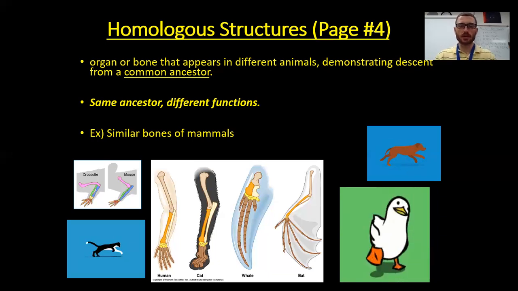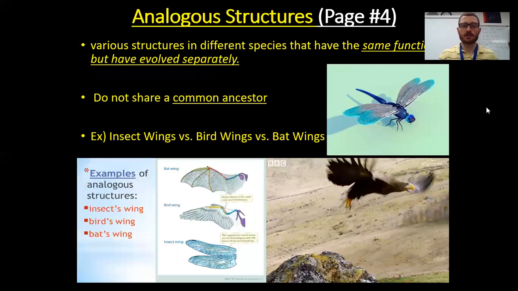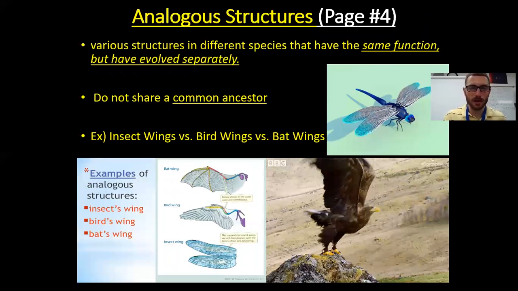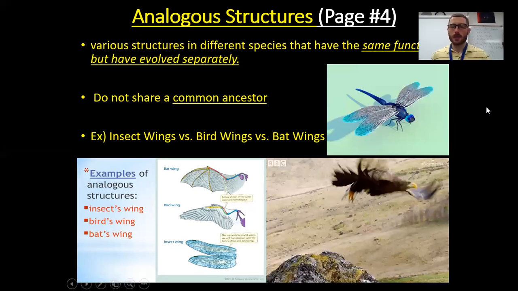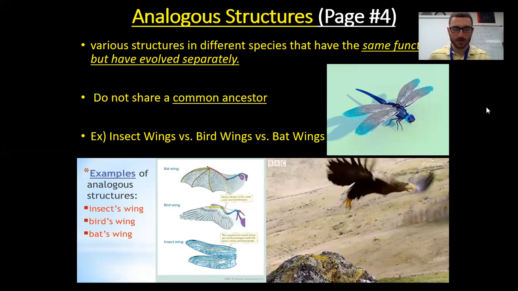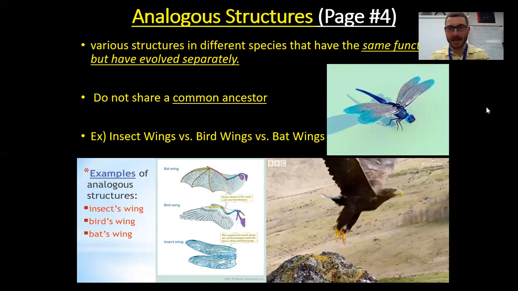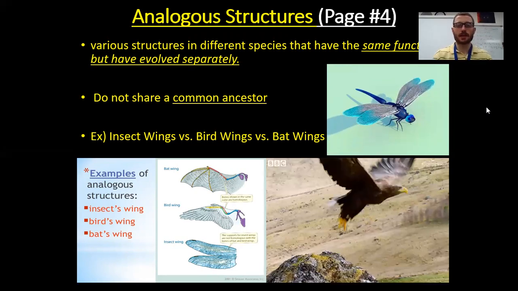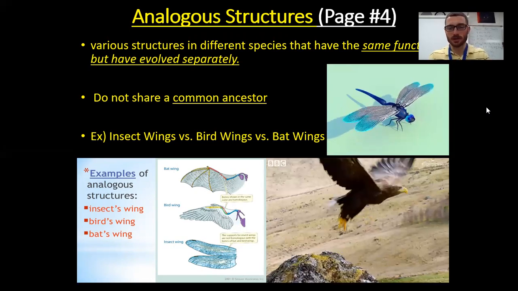Okay. Analogous, again, make sure you get this down. On the test, we've got to know the difference between homologous and analogous structures. Okay. Analogous structure. These are various structures in different species that have the same function but have evolved separately. So again, same function, different ancestor. Do not share a common ancestor, right? So for example, I've got insect wings, bird wings, and bat wings, right? So homologous, okay, the same ancestor, different function. Analogous, different ancestor, same function. Okay, so they do not share a common ancestor. So again, same function, different ancestor. Bat wing, insect wing, bird wing.